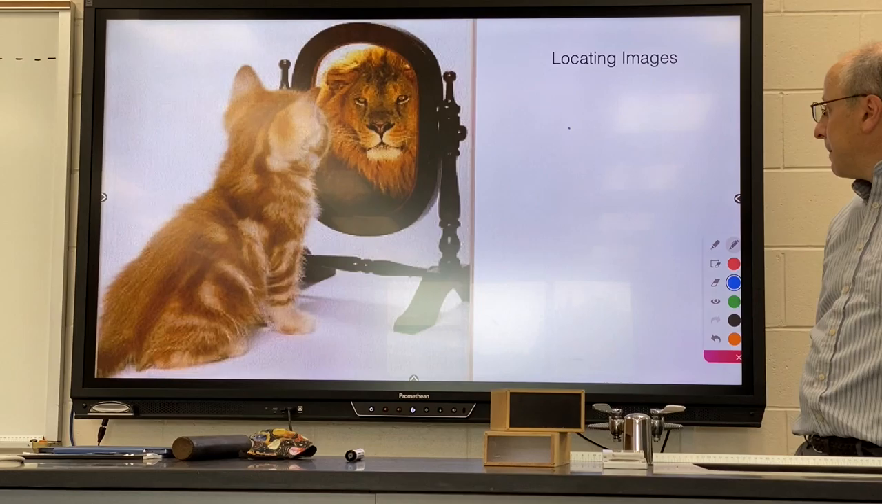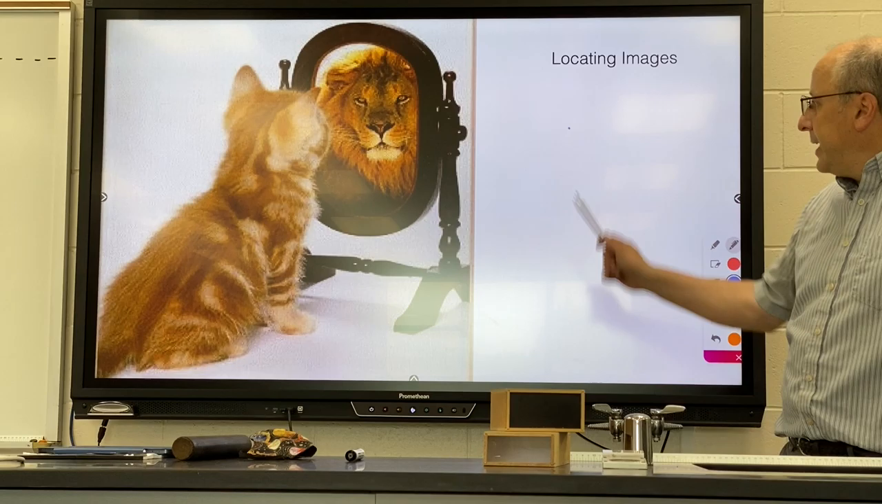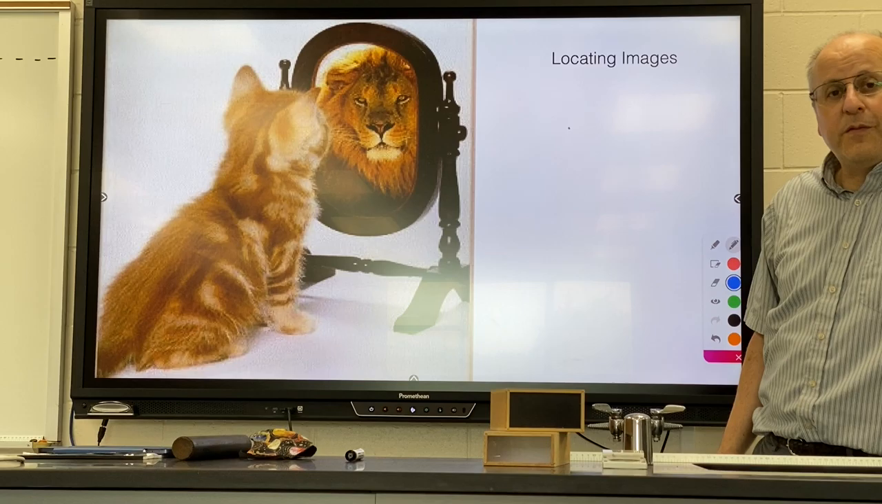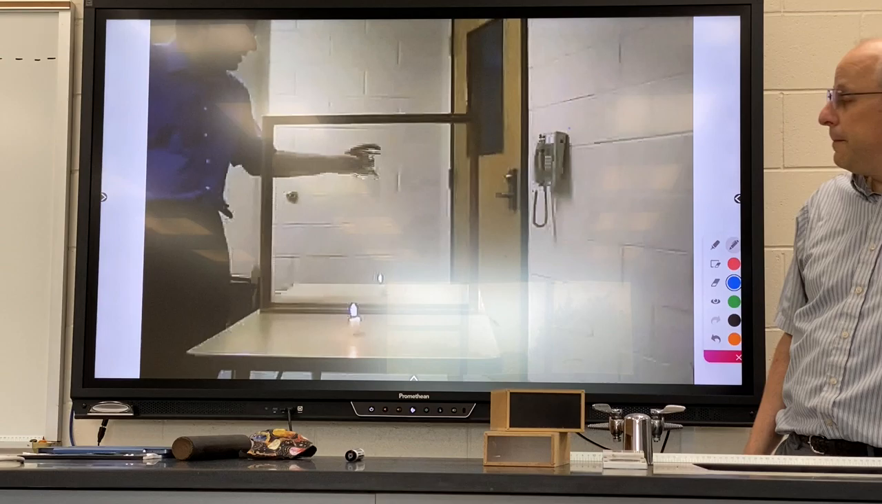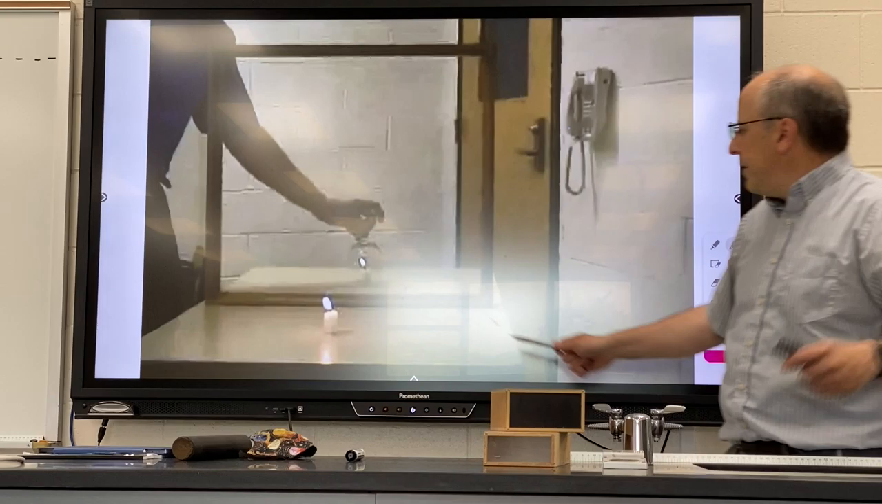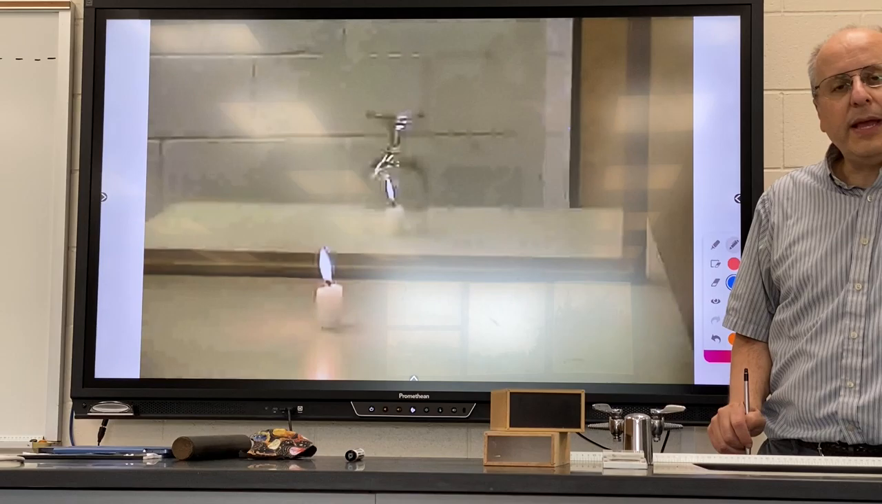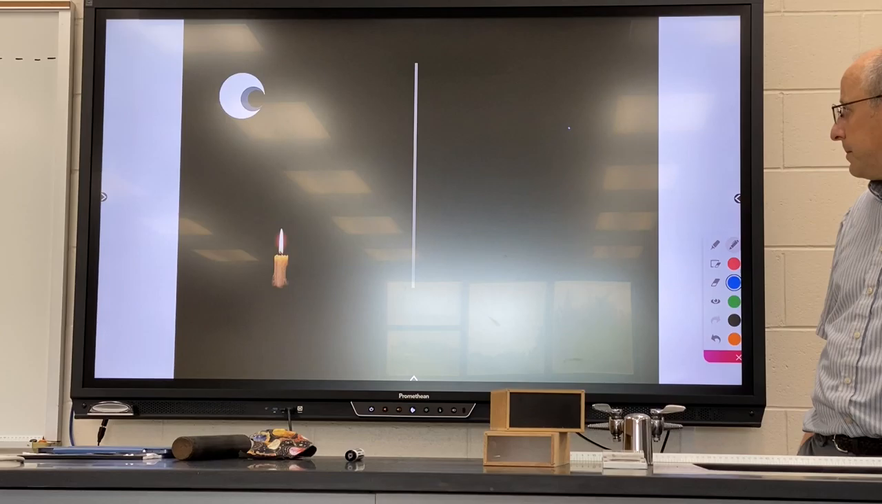Okay, today we'd like to focus on locating images. So when the cat sees its reflection in the mirror, we would like to know about the properties of that reflected image. So locating images, main idea for today. It looks like there are two candles on this table, but in reality, we have one real candle and one reflected candle. We would like to be able to determine the properties of that reflected image.